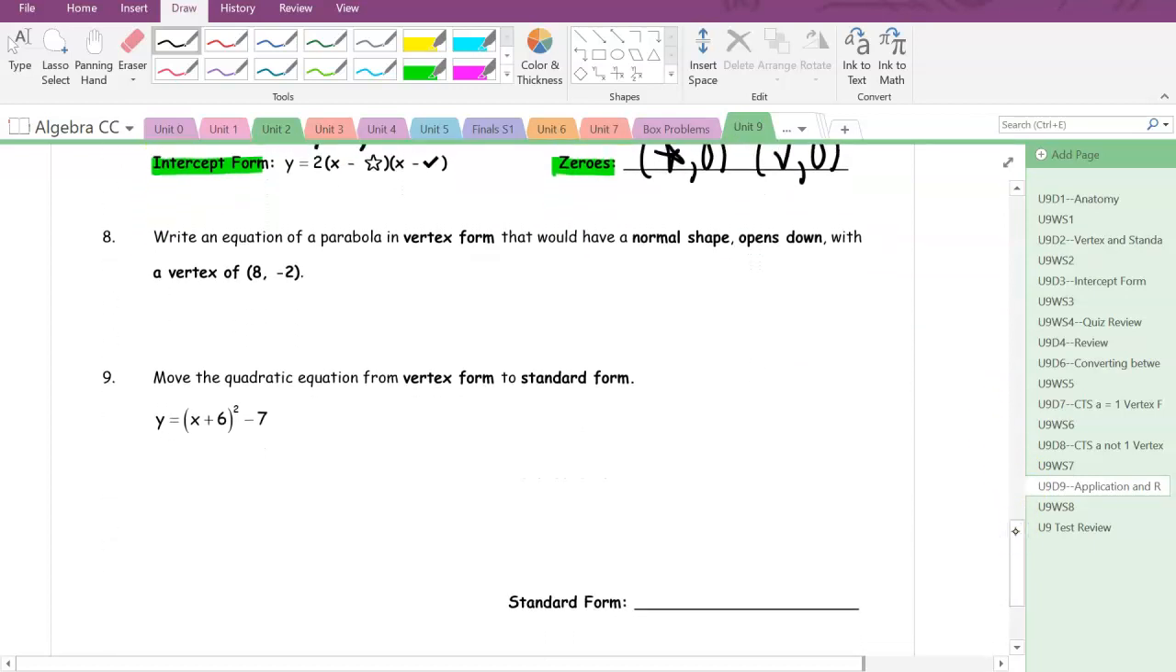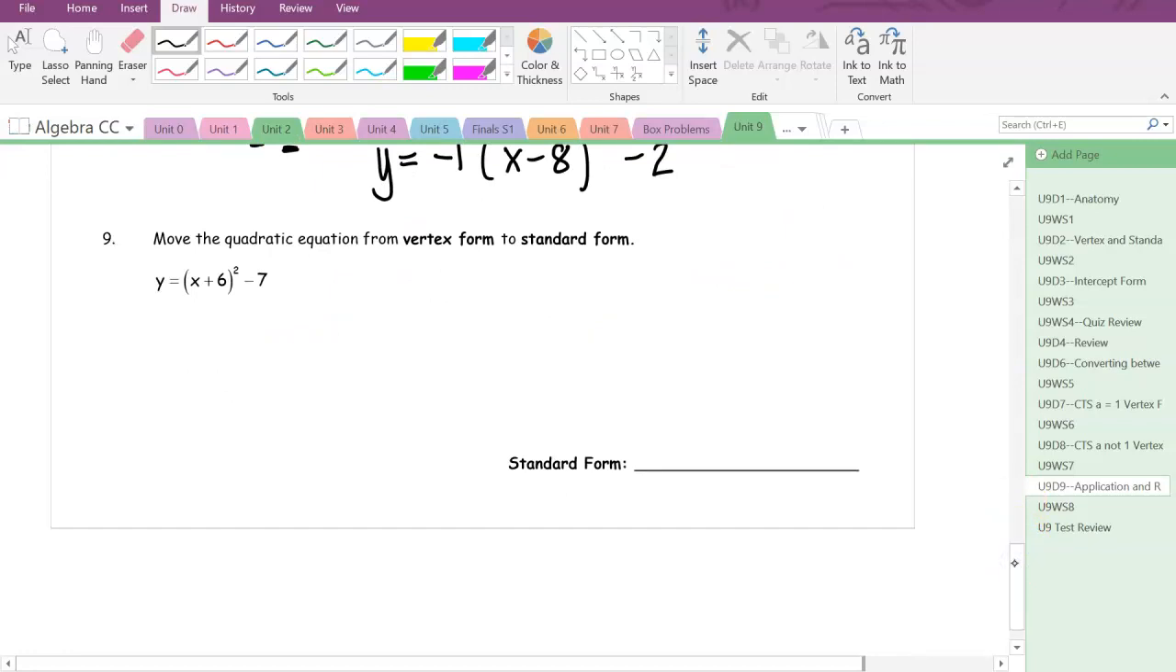All right, 2 more. Write an equation of a parabola in vertex form that would have a normal shape, opens down with a vertex of 8, -2. So this one, there's actually only one correct answer because normal means there's only one possible a value, and that is a 1. Opens down means it's a negative. Remember, vertex form has this squared here. Change the sign, keep the sign. And that's it. That's your equation. You could go ahead and graph this if you wanted to check the vertex and also to see if it is opening down.